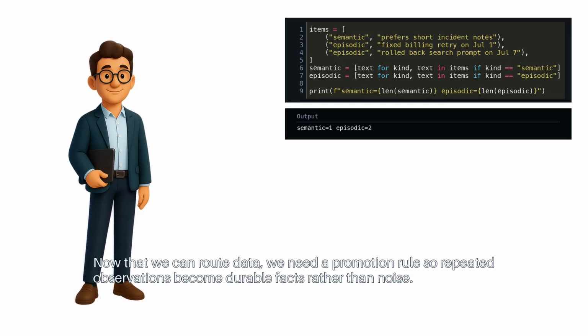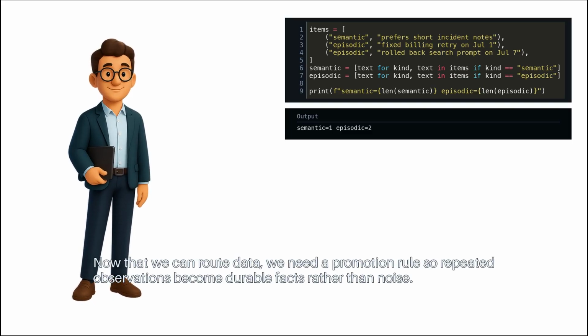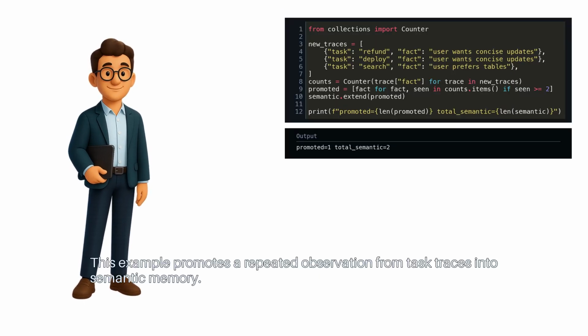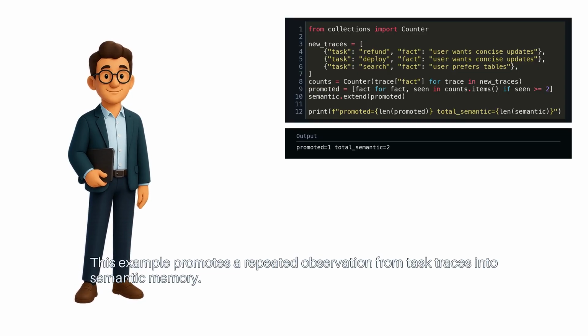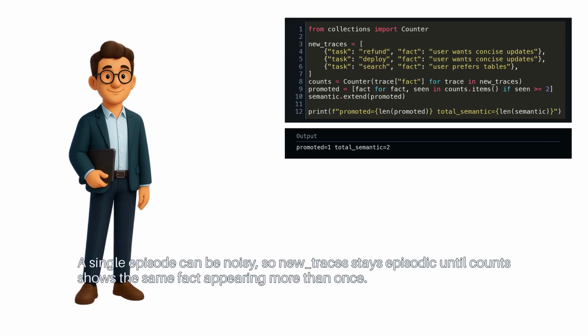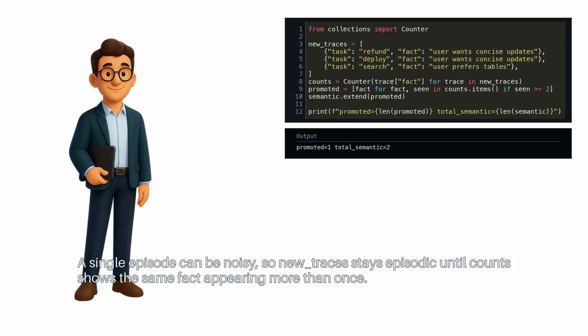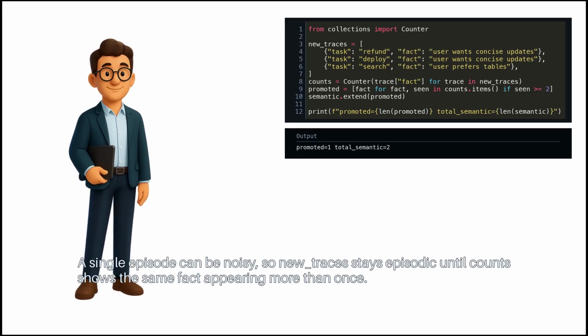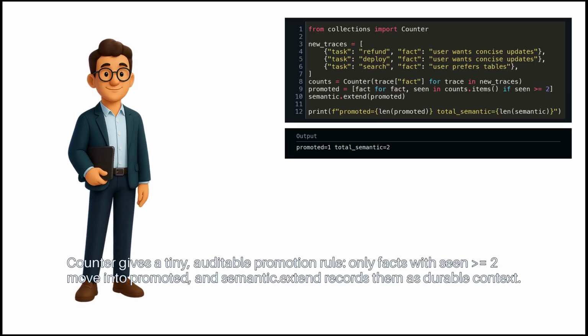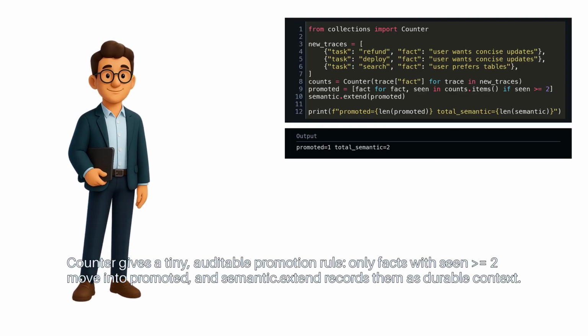Now that we can route data, we need a promotion rule so repeated observations become durable facts rather than noise. This example promotes a repeated observation from task traces into semantic memory. A single episode can be noisy, so new traces stay episodic until counts shows the same fact appearing more than once. Counter gives a tiny, auditable promotion rule. Only facts with seen greater than or equal to 2 move into promoted. And semantic.extend records them as durable context.